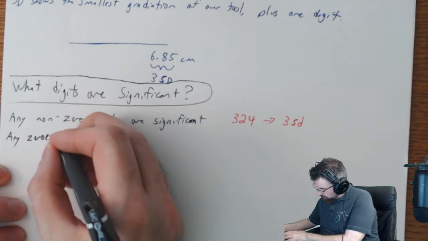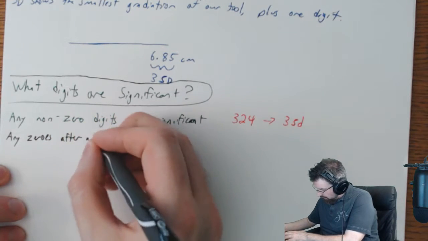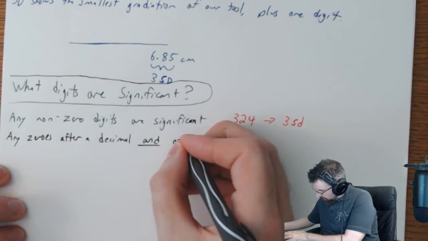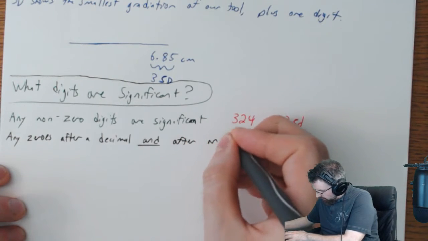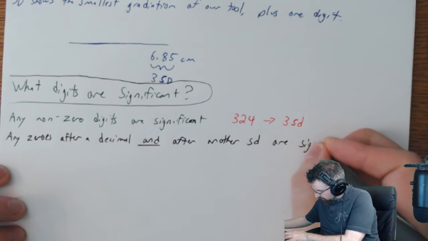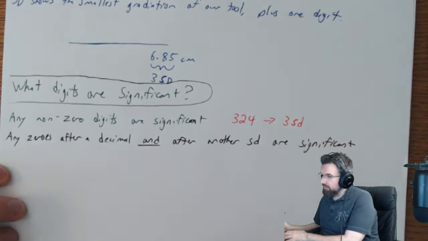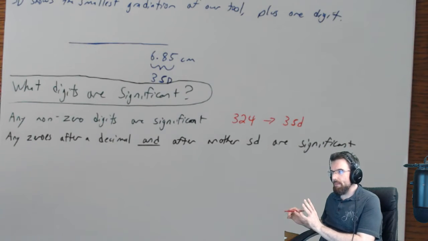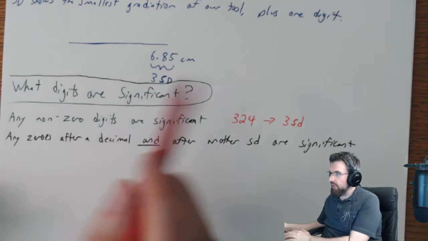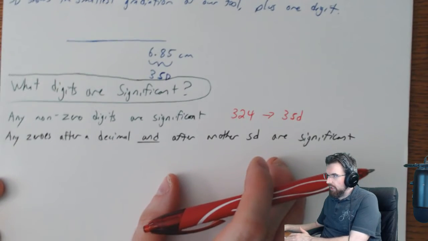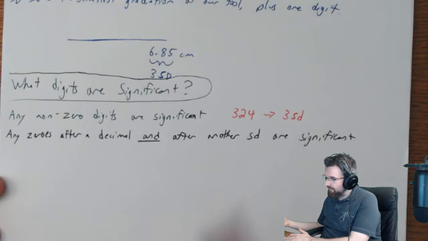We'll say any zeros after a decimal and after another SD, significant digit, are significant. Now I know this one's a bit of a mouthful at first, but I think it's actually a little easy to understand once you realize this first part. Once you realize that significant digits represent the precision of our tool, it starts to become a little clearer why zeros after a decimal and after another number would be significant.